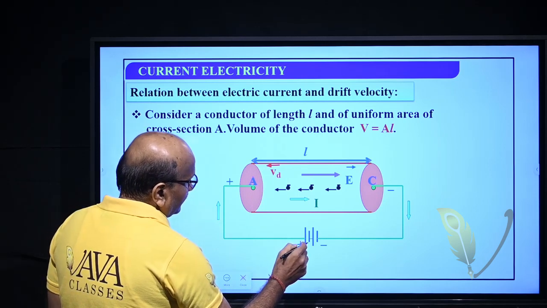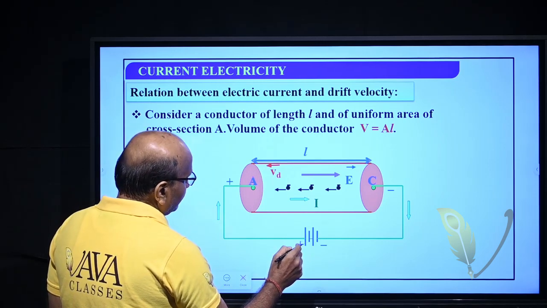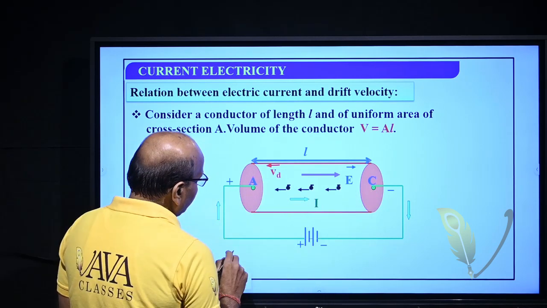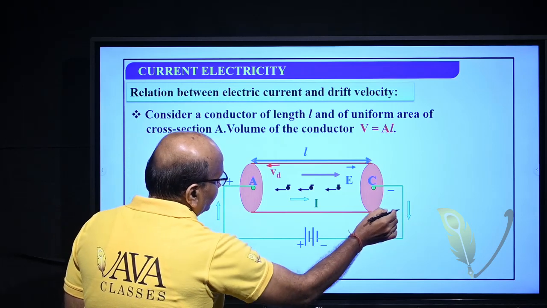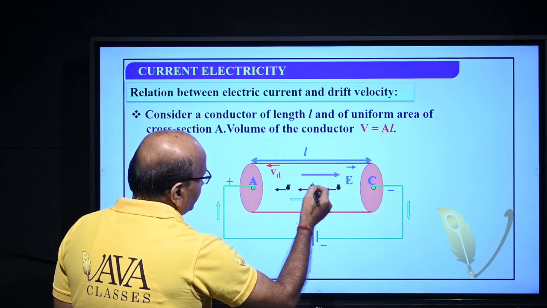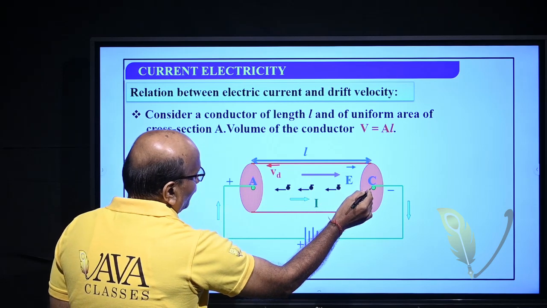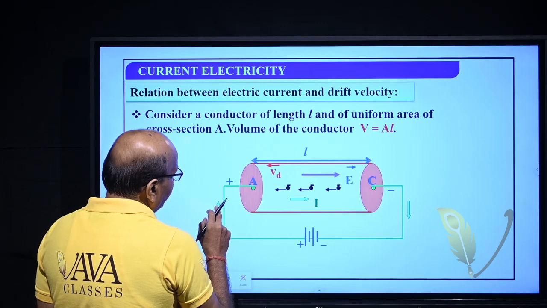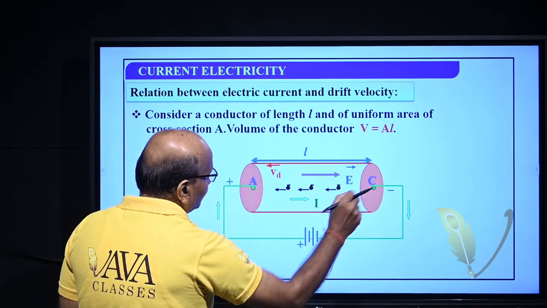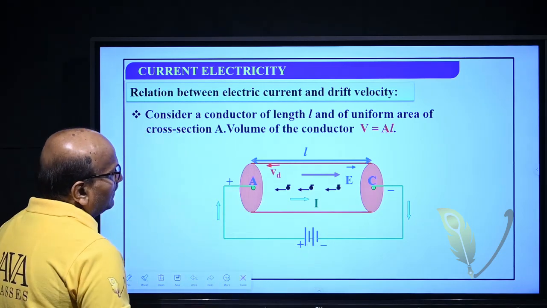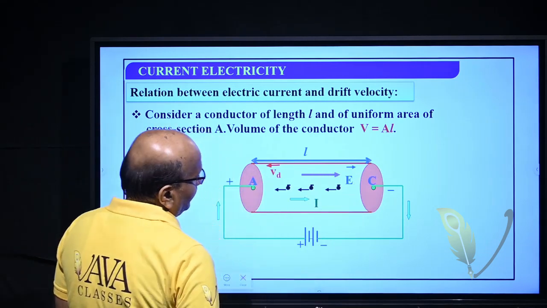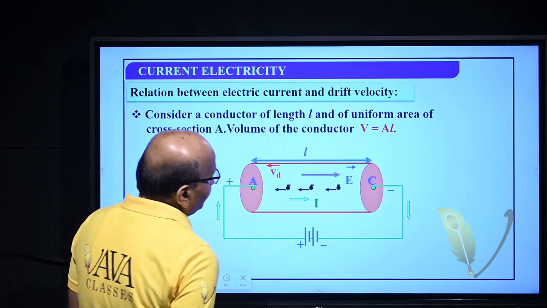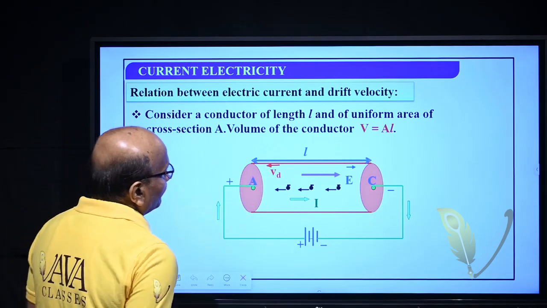When a battery is connected, this end is the higher potential and this is the lower potential. Electrons drift with velocity Vd from lower potential to higher potential. At that time current flows from higher potential to lower potential, along the direction of the electric field. We know the electric field direction is from positive to negative. So in this way current will flow.